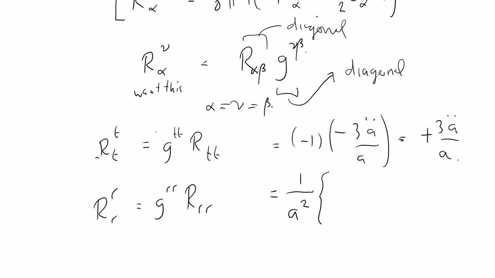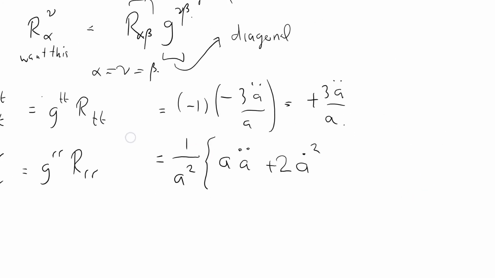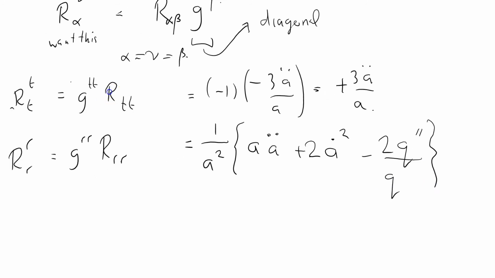Well, I'm just cheating. Well, I'm not cheating here. I'm copying off my notes. It would be nice to scroll all the way up to find that Ricci tensor and scroll all the way down and write it down, but we're going to be here all day. 1 over a squared times a dot dot plus 2a dot squared minus 2q dash dash upon q. And I think that's it, isn't it? Yeah. There we are. So there's the first component done.